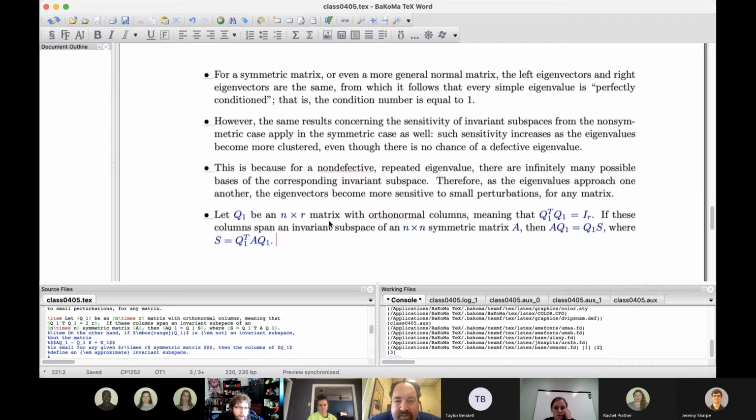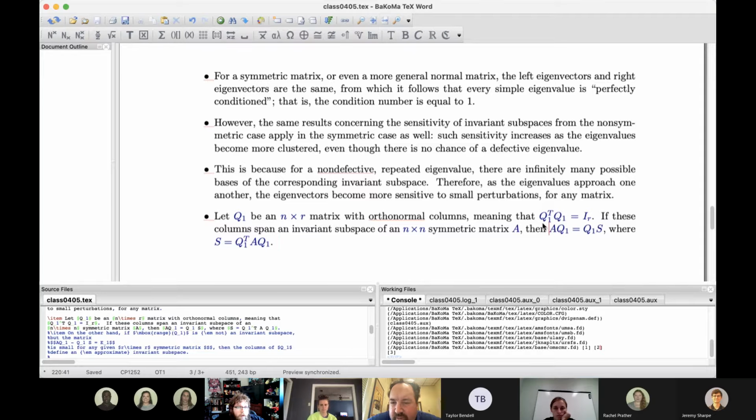Now, if these columns span an invariant subspace of A, then we have this relationship that came up before when talking about invariant subspaces: AQ1 is equal to Q1S. This is synonymous with invariant subspace. That always happens in this case. And now we actually have a formula for S in this case. It's Q1 transpose AQ1.